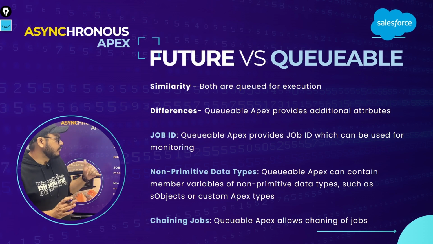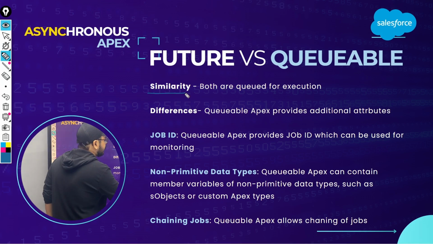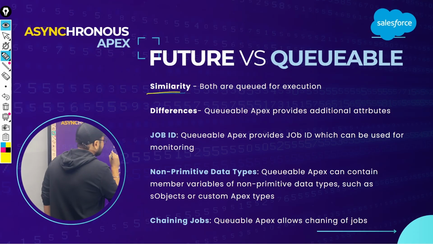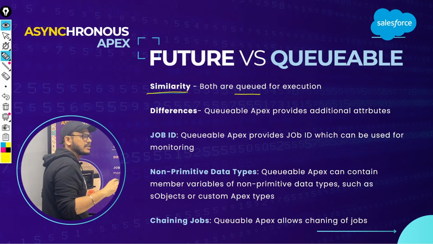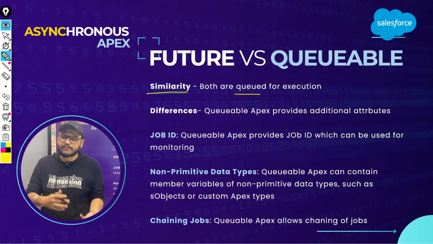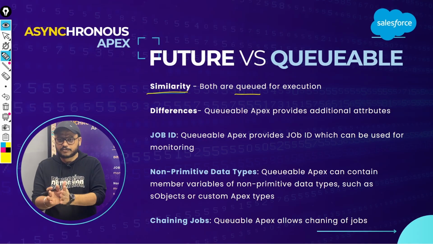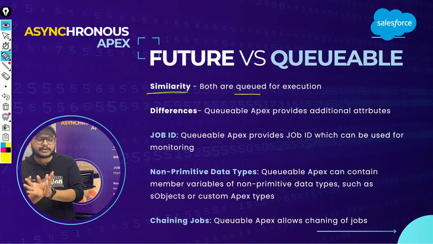Okay, so before I talk about differences, let's quickly talk about similarities. The most important similarity is that both are queued for execution. Both are asynchronous Apex, both will get queued, both will wait for system resources to become available, and both will get executed when the system resources become available. That is the key similarity between both the operations.